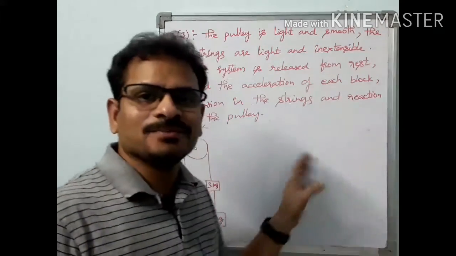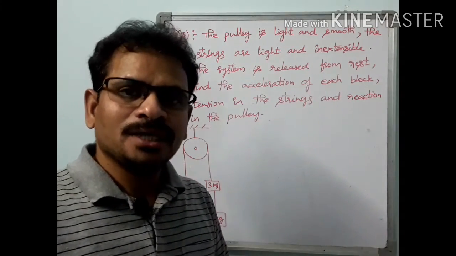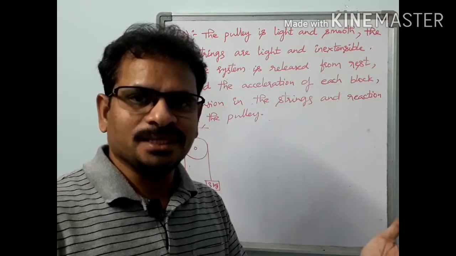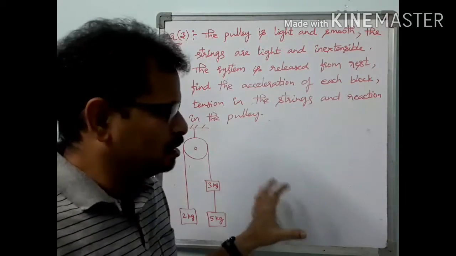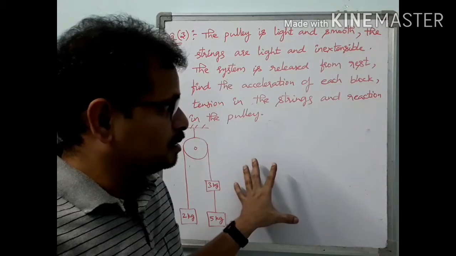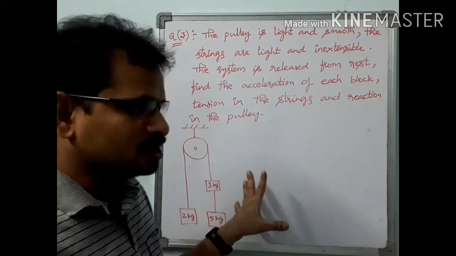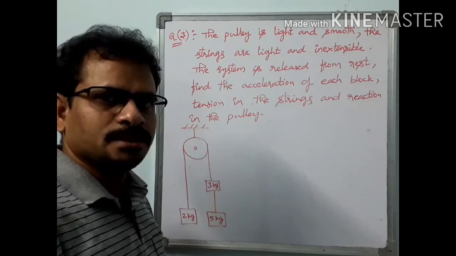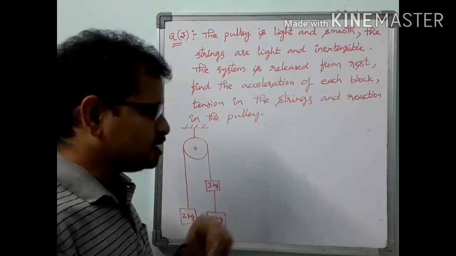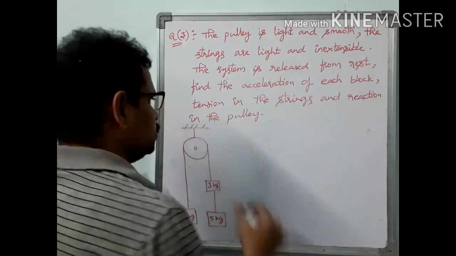Guys, in the previous problem, I forgot to deal with the second method. Now I will deal with that here. I will deal with the two methods here. The first method is taking the FBDs of individual bodies, and the second one is taking all these things together. First, let me do method 1.